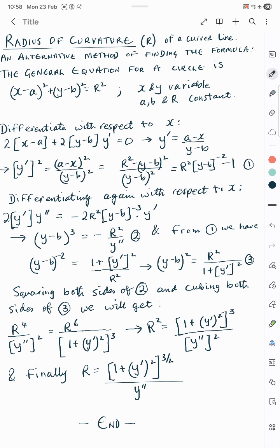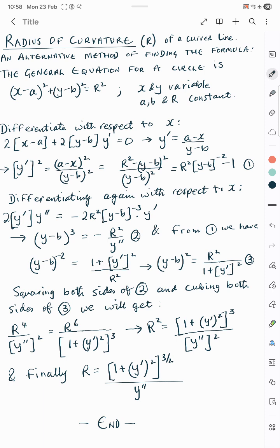Now, from equation 1, we have (y - b)^(-2) = (1 + (dy/dx)²)/r², and that leads to the equation quite easily of (y - b)² equals that expression turned upside down, so it's r²/(1 + (dy/dx)²).